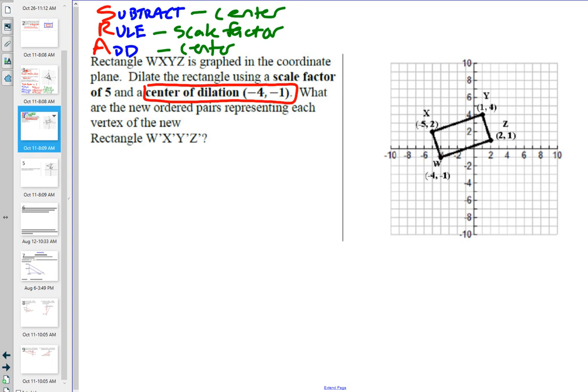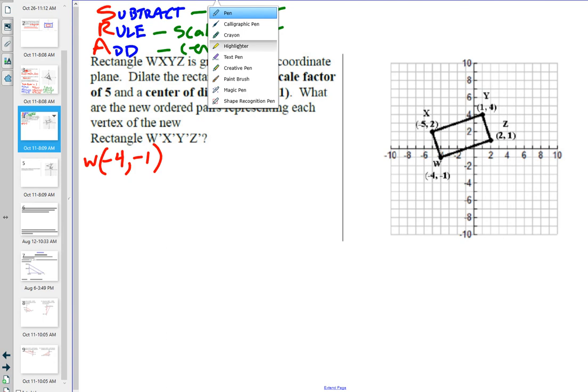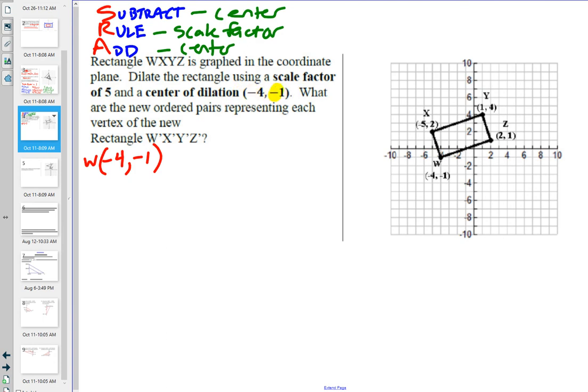So far we got 4 points. W, X, Y, Z. Let's just go in alphabetical order. Let's start off with W. W starts off at -4, -1. Let's apply these rules. What are we going to do first? Subtract. What are we going to subtract? The center of dilation, which is at -4, -1.